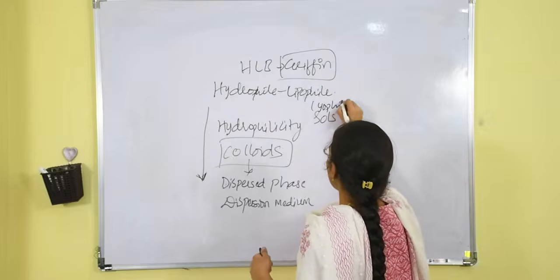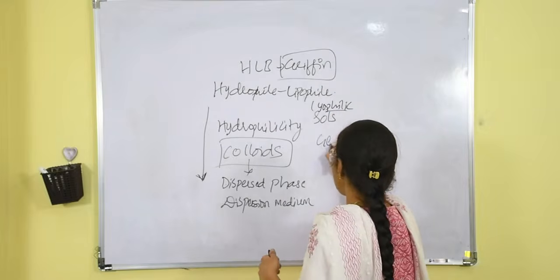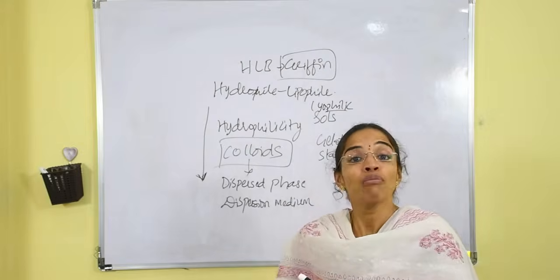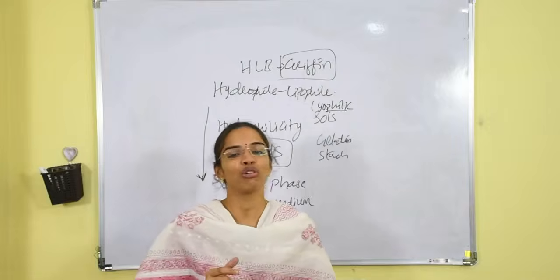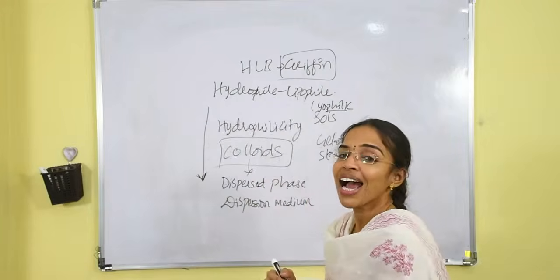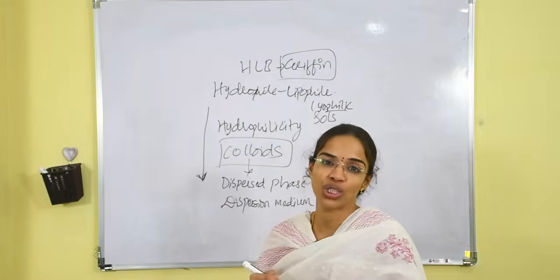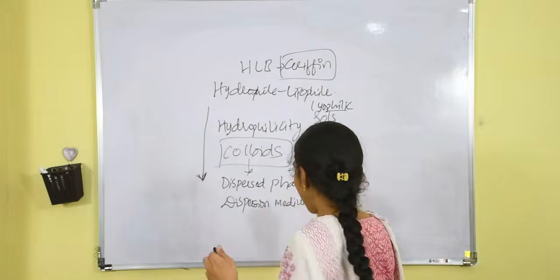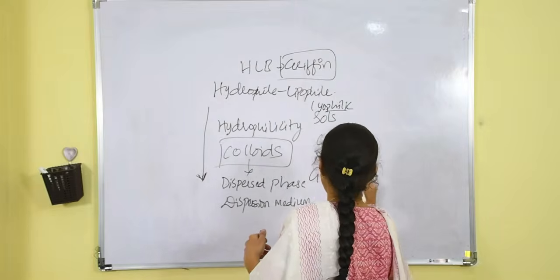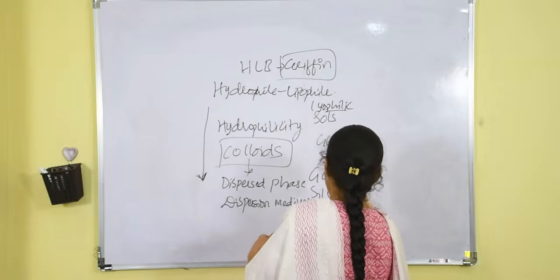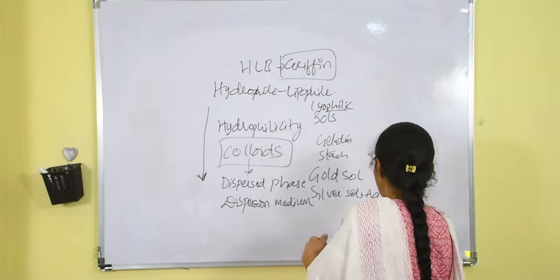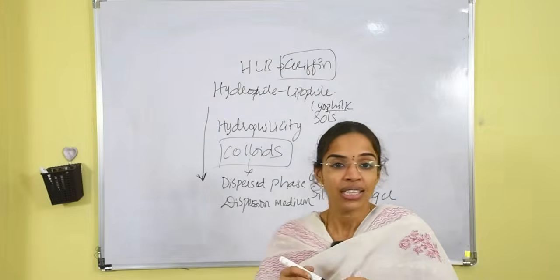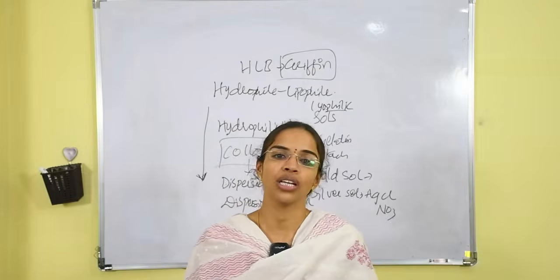So all of them, like a gelatin solution, whatever we have seen here, gelatin, starch. Most of the polymer solutions form lyophilic solutions. Most of the times in lyophobic solutions, we see the metal salts like a gold solution, silver solution. That means solutions of silver chloride or silver nitrate, gold chloride. Those solutions are known as lyophobic solutions.